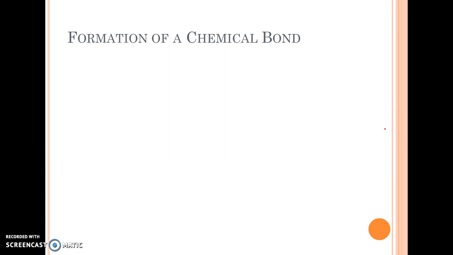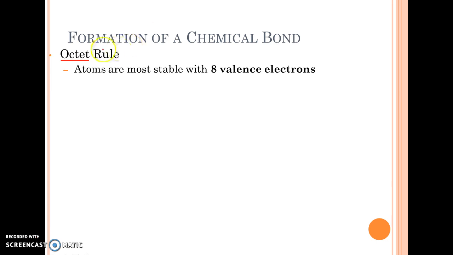So how are these elements forming a chemical bond? Well, the first thing we need to know is that all atoms, for the most part, are going to follow the octet rule. The octet rule states that atoms are the most stable with 8 valence electrons. And there's only one group on the periodic table with 8 valence electrons, and that is group 18, the noble gases. Okay? So you essentially want to have the same electron configuration as a noble gas.